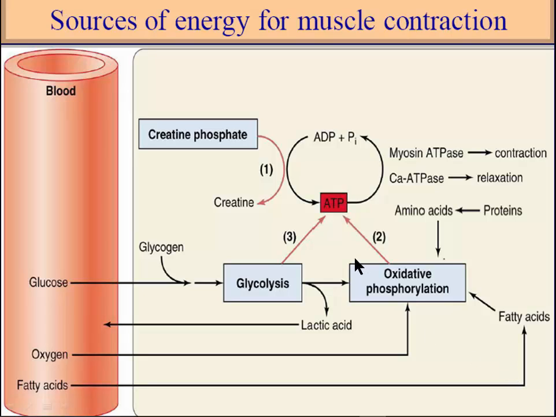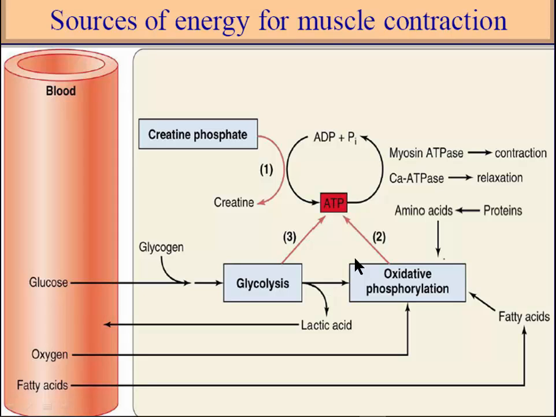Sources of energy for muscle contraction. The muscles are created for mechanical movement, and mechanical movement needs energy. The form of energy that the muscle cells use is ATP. But unfortunately, the ATP that's stored inside muscle cells is not sufficient for contraction and relaxation.